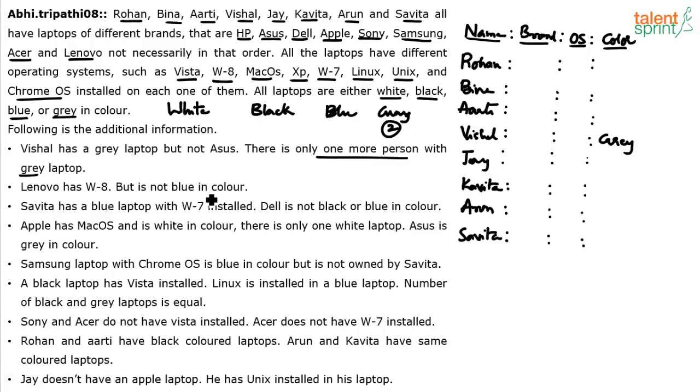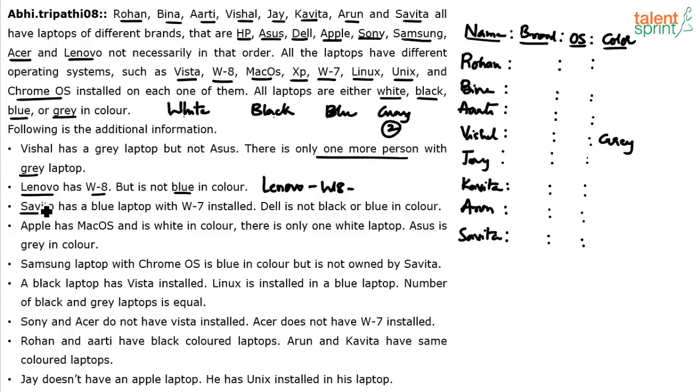Lenovo has W8, but it is not blue in color. So the point here is Lenovo will have the OS W8, but it's not blue in color. If it is not blue, it can be white or black or gray. So there are 3 possibilities that we'll see.